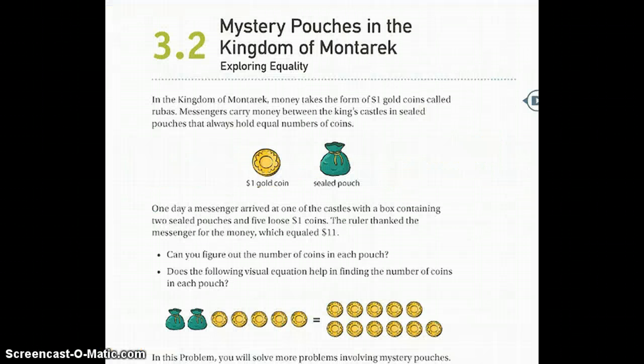Okay, so as you saw at the end of the launch video, here is the scenario that it was talking about. 11 coins fit in two pouches, but he had pocket change of 5 coins. How might we solve this particular equation?